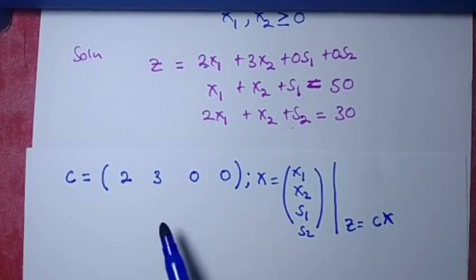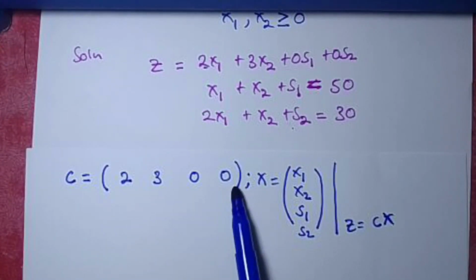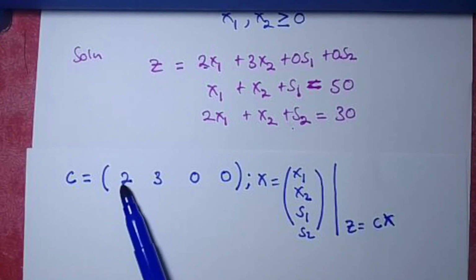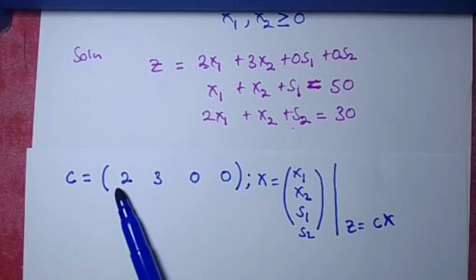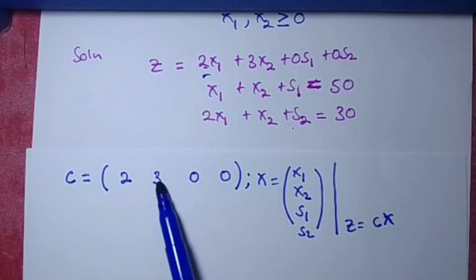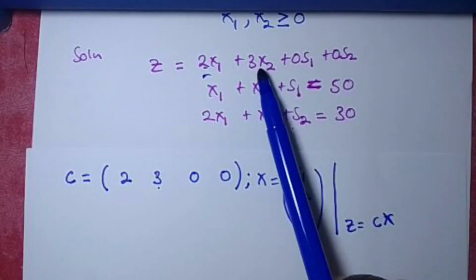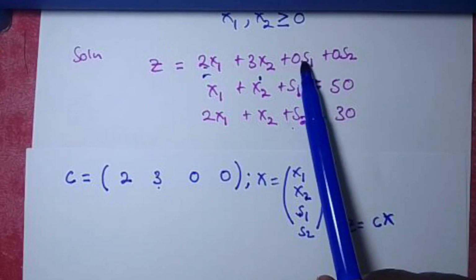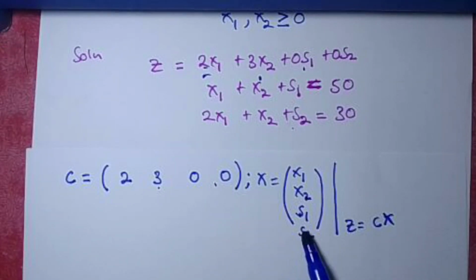The reason I'm writing this as a single row and this one as a single column is that you have to multiply row by column. You have to multiply 2 times this, which gives us 2x1, plus 3 times this, which gives us 3x2, plus 0 times s1, which is 0 s1, plus 0 times s2, which is 0 s2.